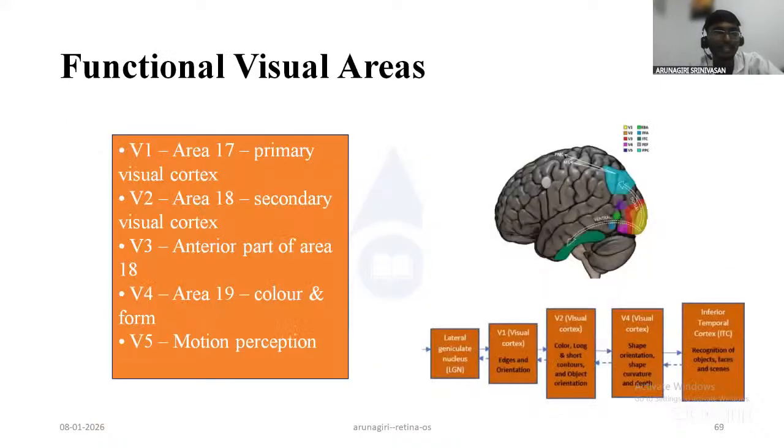Visual cortex location: the medial surface of the occipital lobe, around the calcarine fissure, which may extend laterally, limited by the sulcus lunatus. Functional visual areas: V1, area 17, primary visual cortex; V2, area 18, secondary visual cortex; V3, anterior part of area 18; V4, area 19, color and form; V5 is responsible for motion perception.